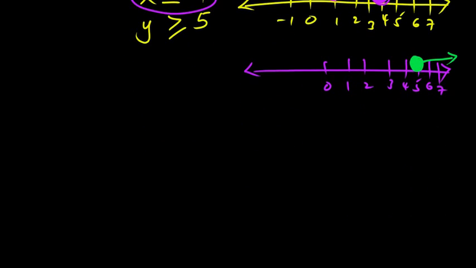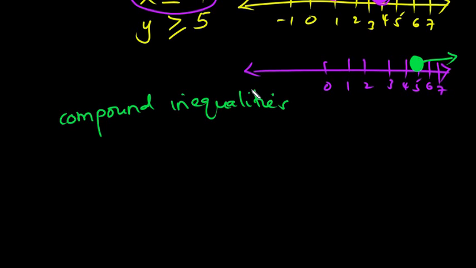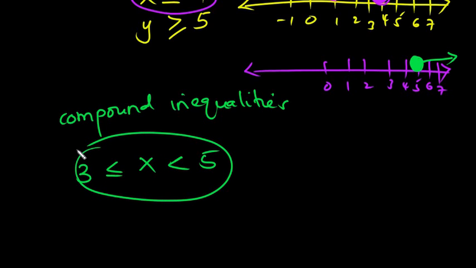Now, there are some inequalities we call compound inequalities, where we have two simple inequalities that are in one inequality. For example, we can have 3 is less than or equal to x, which is less than 5. These are two inequalities, but they are in one inequality. So this is known as a compound inequality, because it consists of other small or simple inequalities.